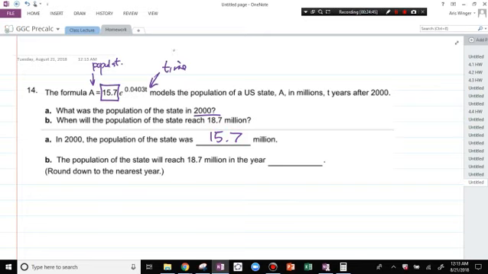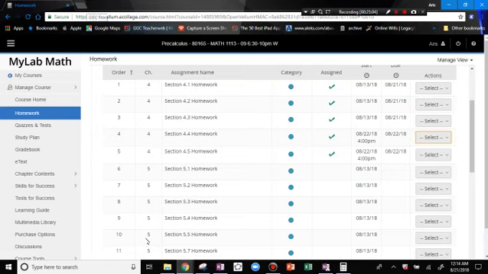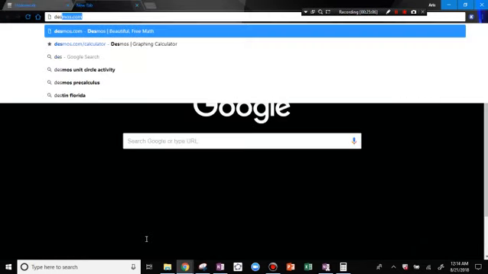The population of the state will reach 18.7 in the year... So that means you want A to be 18.7, and then you go ahead and solve that, right? I'm going to get Desmos out here, as I'm going to start using the calculator.